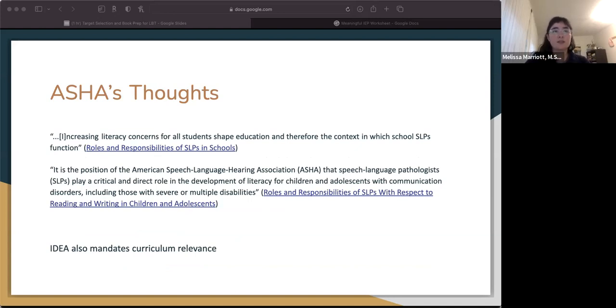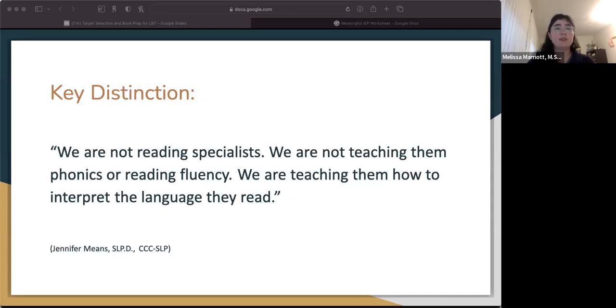And then the last thing that I'll say before we talk more specifically about literacy-based therapy is that ASHA also really pushes for speech language pathologists, particularly in school-based settings, to have a really strong focus on literacy as well. And federal law mandates curriculum relevance too, and you can't really get more relevant than literacy and reading. So, okay.